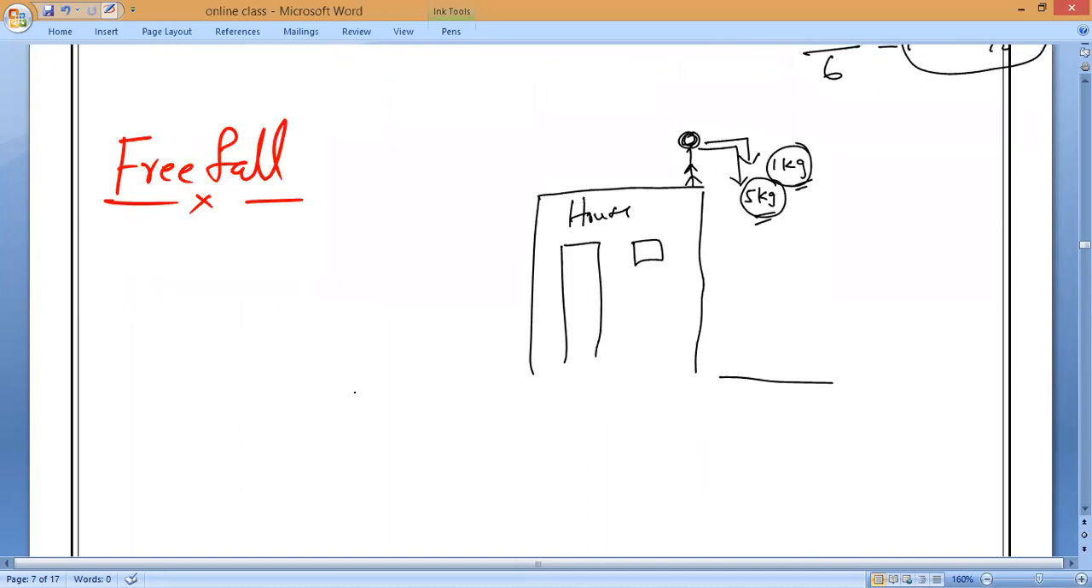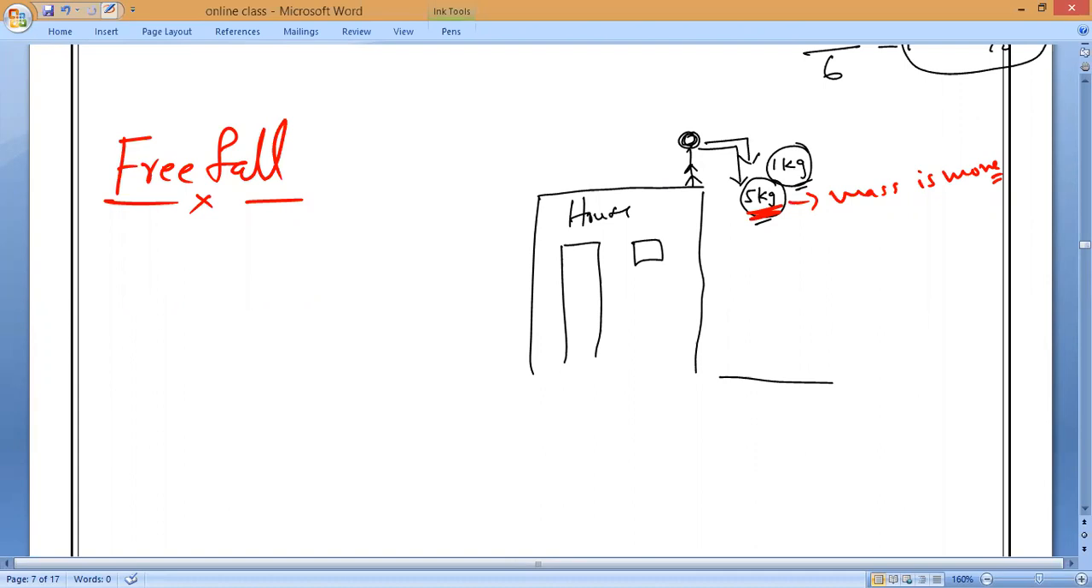Harish is saying that 5 kg will fall first and 1 kg will come next. Hari, why are you saying 5 kg will fall first? Because its mass is high, sir. Oh, its mass is high. Very good. So Hari's opinion is that 5 kg will fall first because its mass is more.